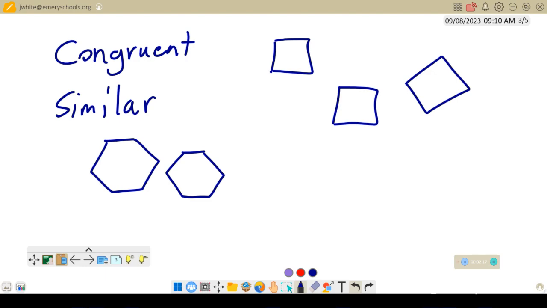But is it just angles? Could I draw a hexagon that has the same angles that's not similar? Would you consider that similar? No. So something else has to go on. The angles all have to match. But what else has to be true to be similar? Side lengths have to be the same ratio, or we could use the word proportional, right?